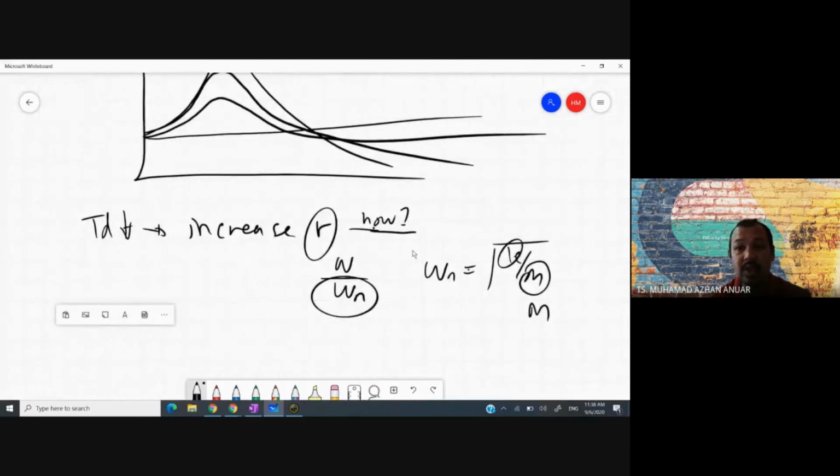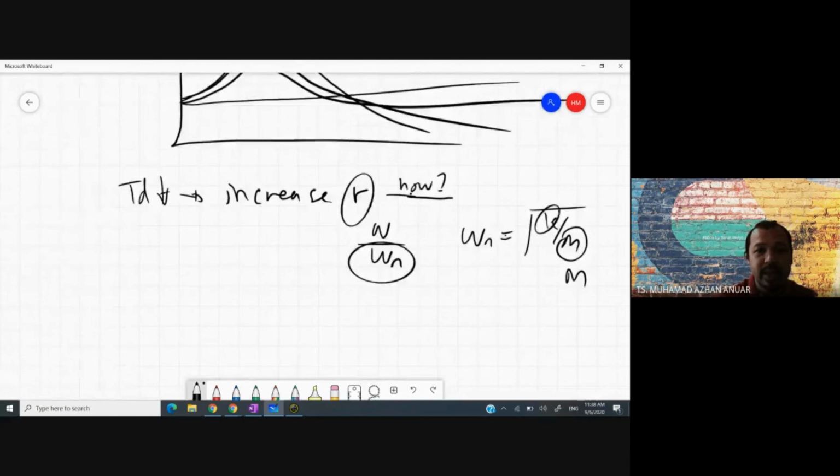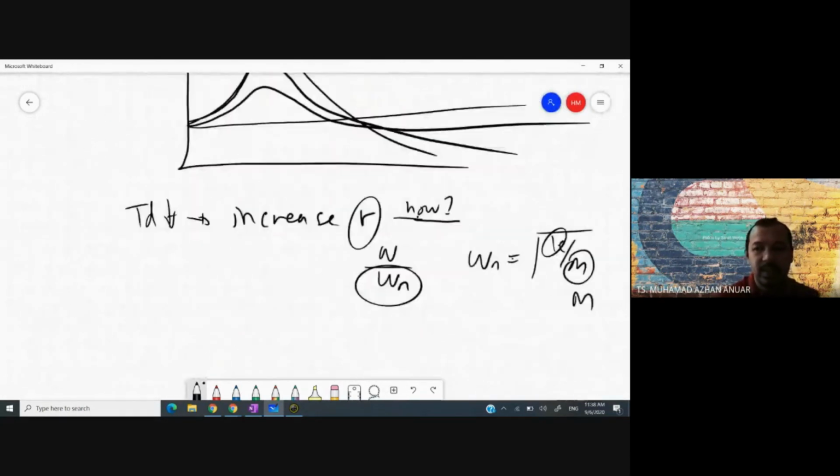Okay, so this is one way to do it. All right, so another way. So this is the base motion. Yeah? This is the base motion. Another way, this is a base motion.